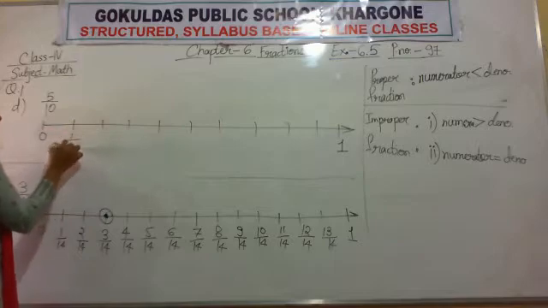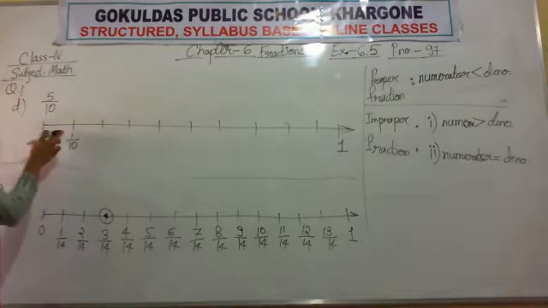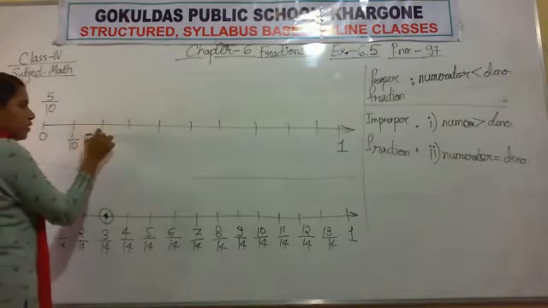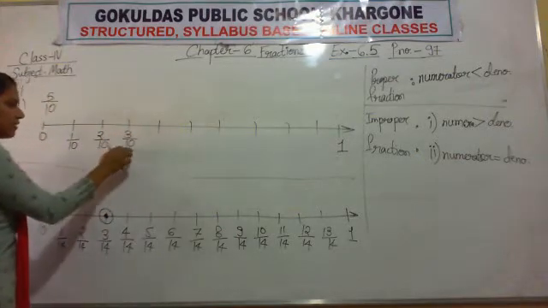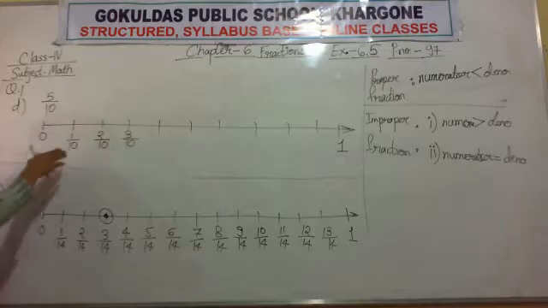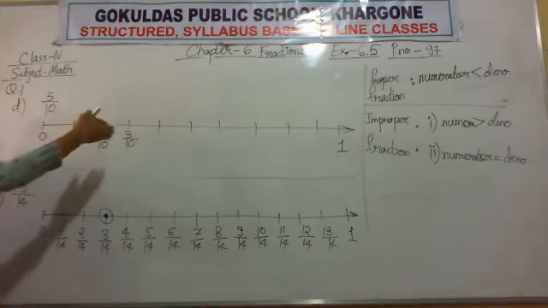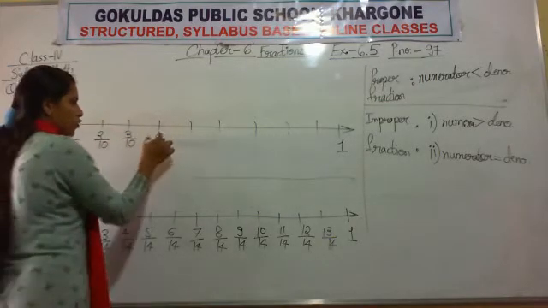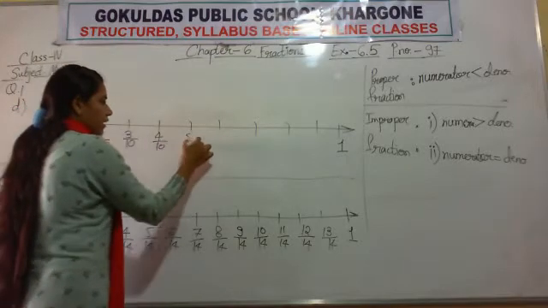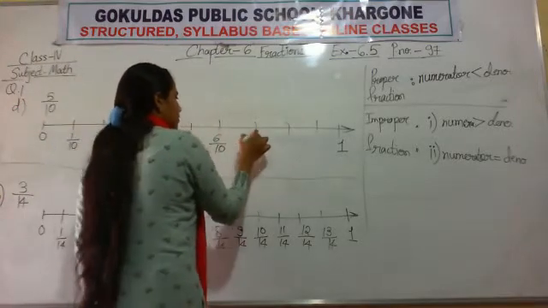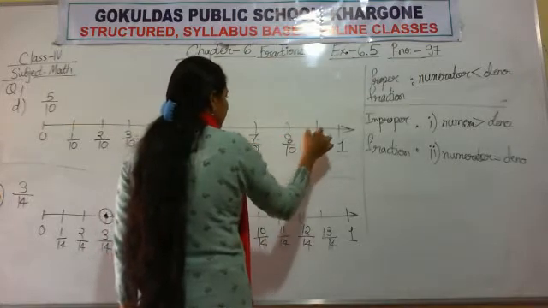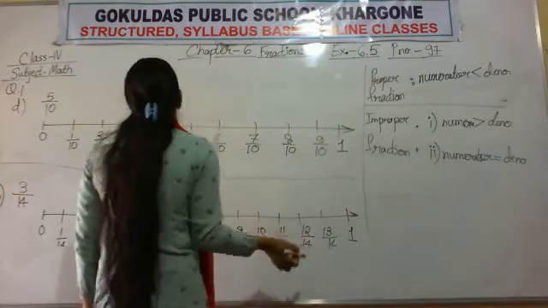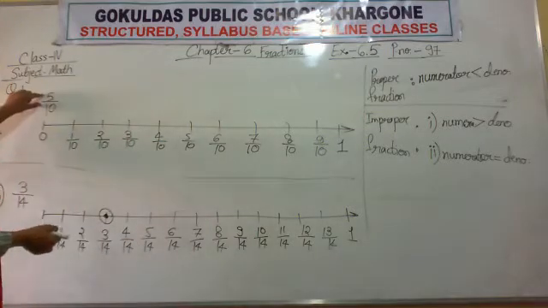Now write 1 upon 10. As after 0 comes 1, after 1 comes 2: 2 upon 10, 3 upon 10. Why are we writing 10 in the denominator? Because we have divided into 10 equal parts. 4 upon 10, 5 upon 10, 6 upon 10, 7 upon 10, 8 upon 10, and the next division is 9 upon 10.